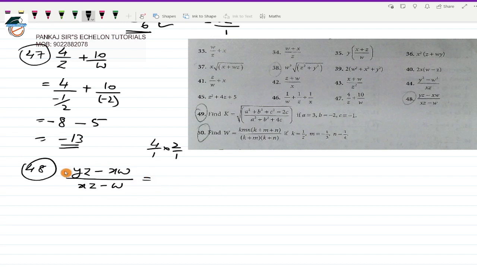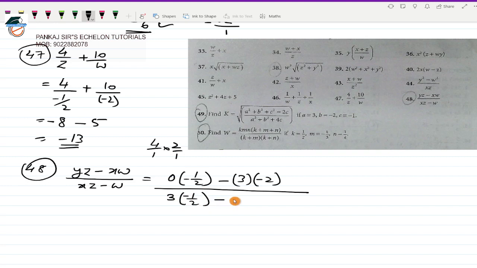Okay, so when you plug in the values, y value you have to take as 0, z you have to take as minus half, minus x you have to take as 3, and w you have to take as minus 2, divided by x you have to take as 3, z you have to take as minus half, then minus w you have to take as minus 2. Fine. Now let us work out this.